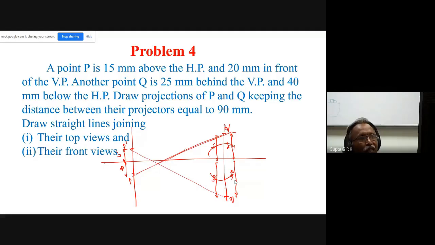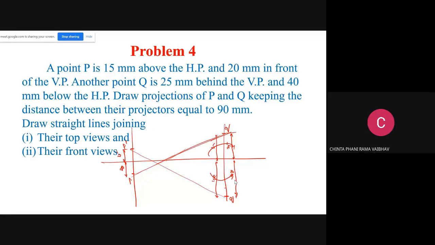And another point that you have to know is that here, joining PQ and P dash Q dash becomes the projection of a straight line PQ. So small pq is the top view of the line capital PQ, and P dash Q dash is the front view of the line capital PQ. Okay, so this is the projection of the line actually, but we have done separately the projection of point P and the projection of Q, and then we have joined the top views and front views. Is it okay? Clear?